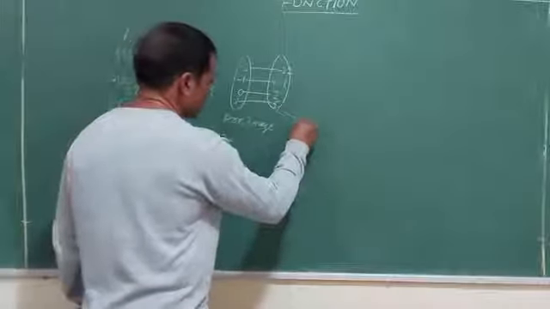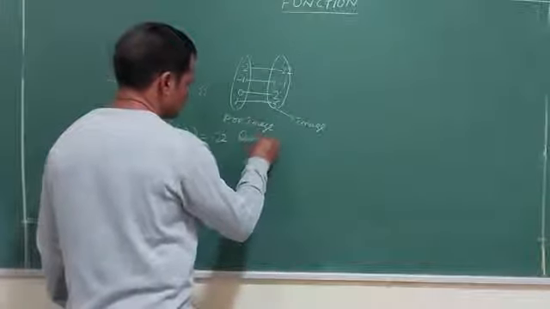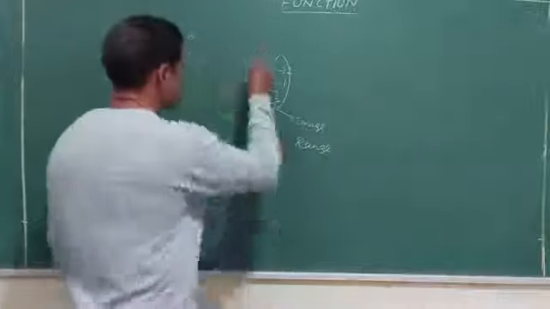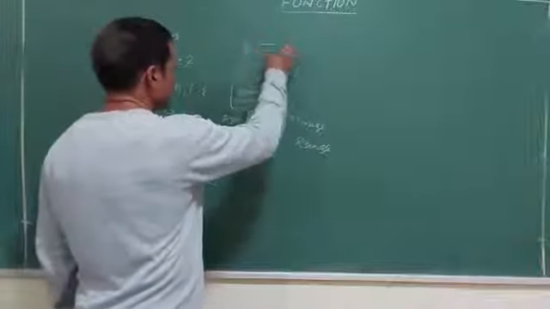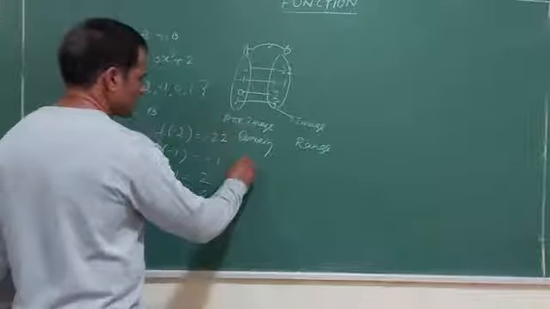This is image. This is domain. This is range. This is set A, this is set B. Is there nothing between A and B? So the B set we got. What is that B set?